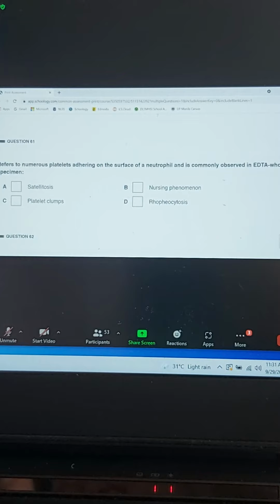Hello, andyan pa kayo? Hindi pa po. Hindi pa po, sir. Ay, di pa po namin na-encounter, pero nandito po kami.